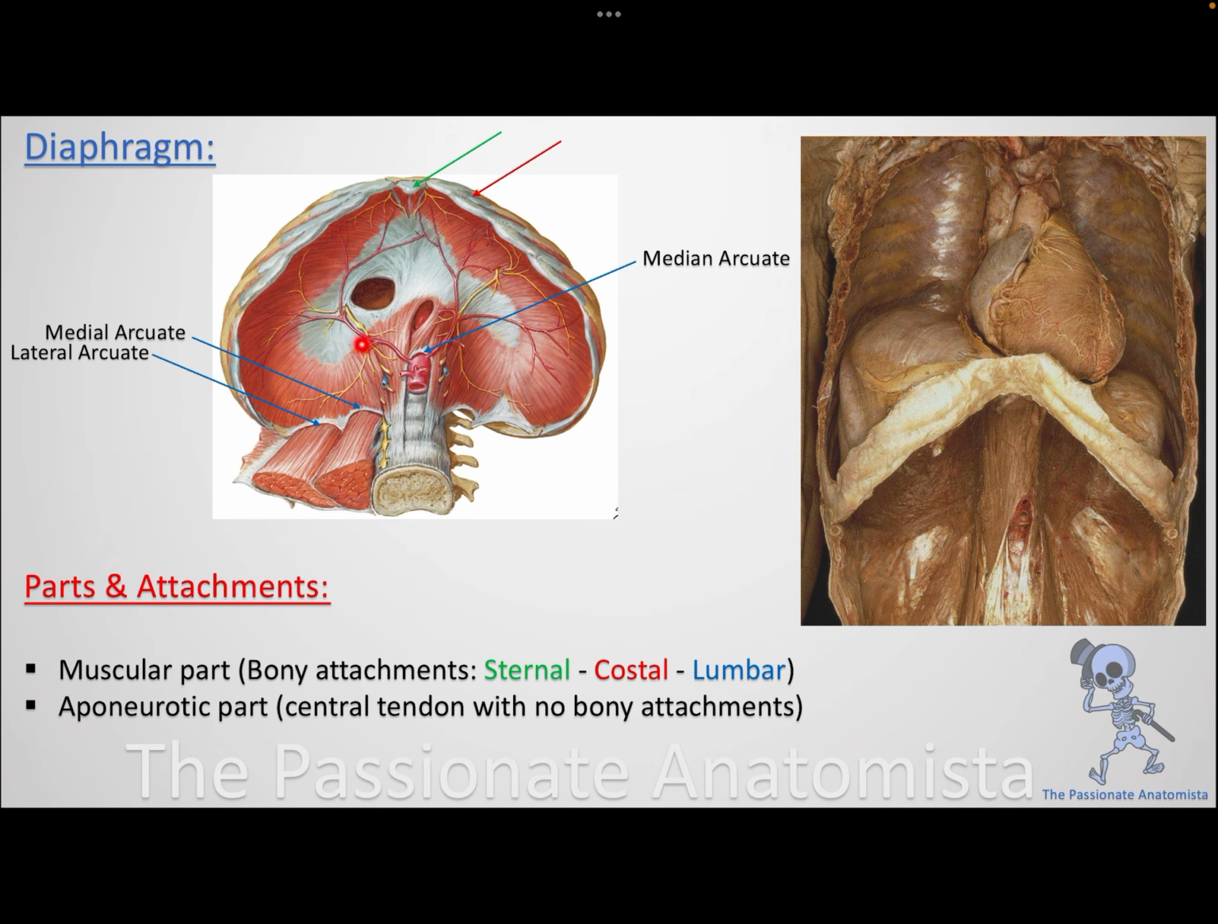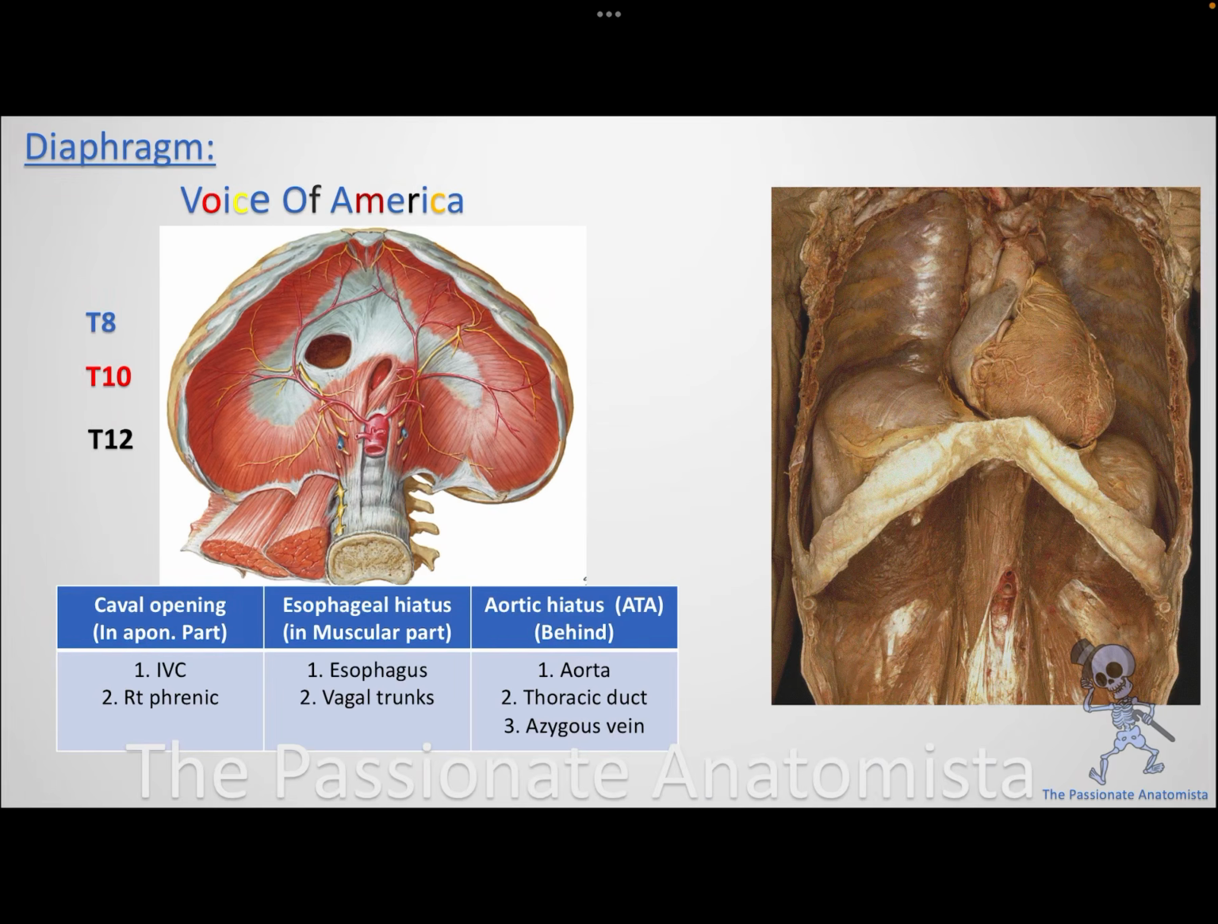All right, so by these attachments, I'm going to have my bony attachment of the muscular part of the diaphragm. However, the tendinous or the aponeurotic part in the center doesn't have any bony attachments, and this is basically in the center of the diaphragm. Now, the important thing here is the openings that we get to see to transmit structures between the thoracic cavity and the abdominal cavity. We have the caval opening, we have the esophageal opening, and we have the aortic opening.